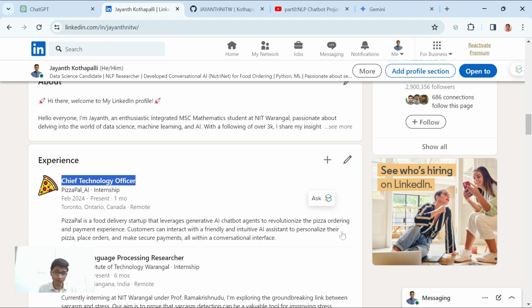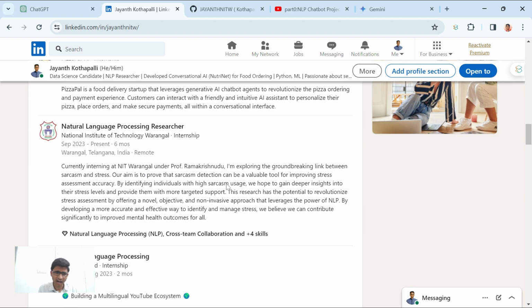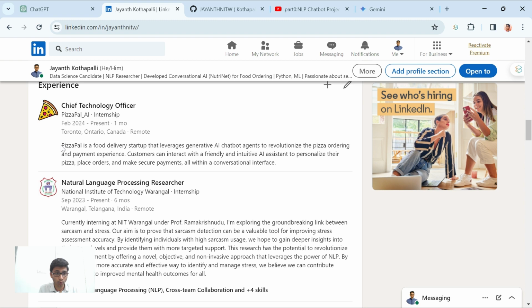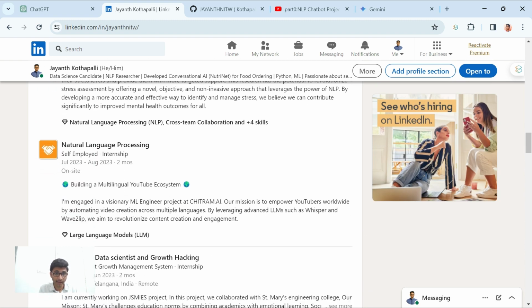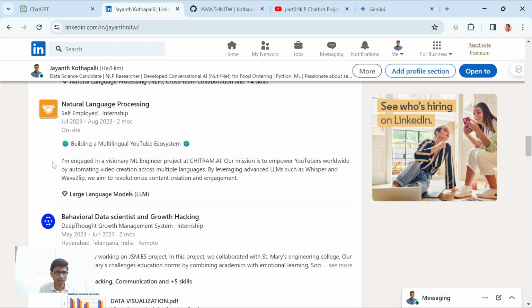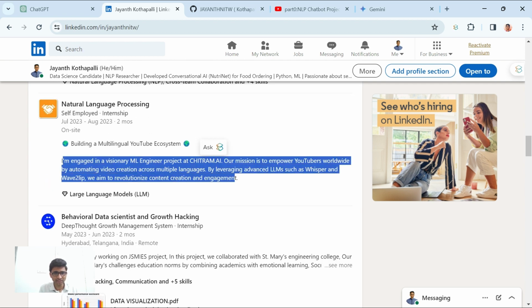See, LinkedIn is very, very important. Start building it. Under every experience section, I wrote what it is, so that people know what I am doing and what I have done. See what I have done in this internship at Chitram.ai.